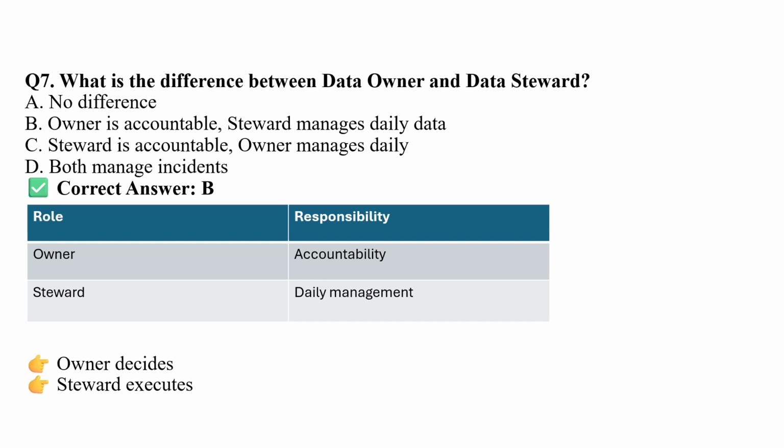Then we can compare with the school principal and school teacher. Here the owner is the school principal. What will the school principal do? He is the accountable person for the school. Same logic. Here the owner is the accountable person for the CMDB data. Here the steward, we can compare with the school teacher. What will the school teacher do? They will take daily classes. So here for ServiceNow CMDB governance, the steward will do daily management. So here the principal decides, the teacher executes. From the CMDB point of view, owner decides, steward executes. That's the best comparison. Next one.